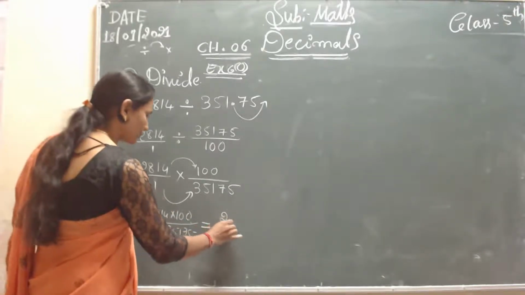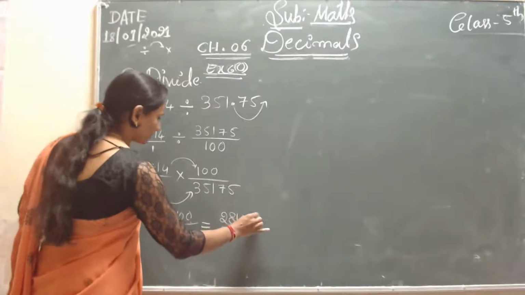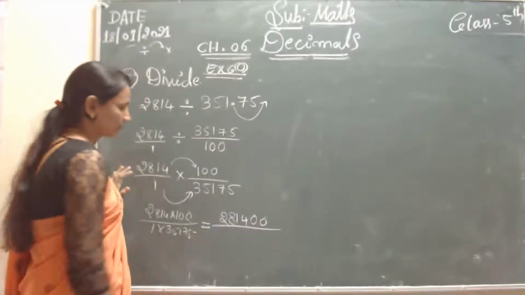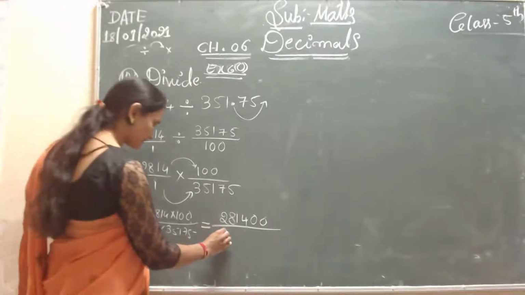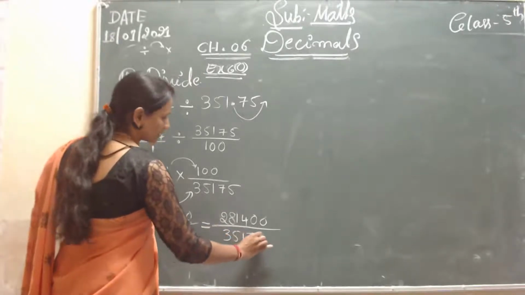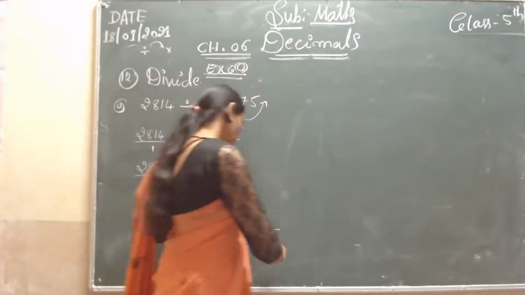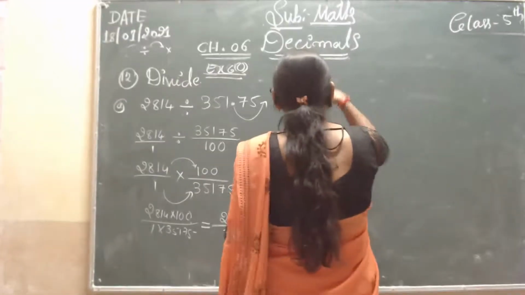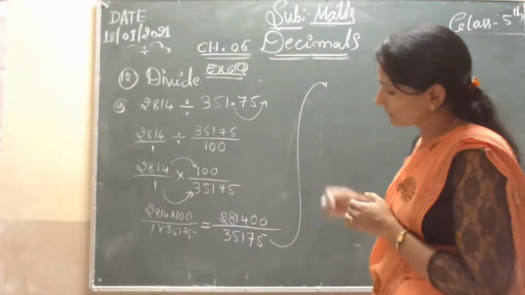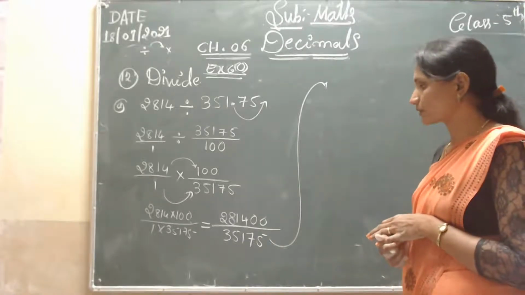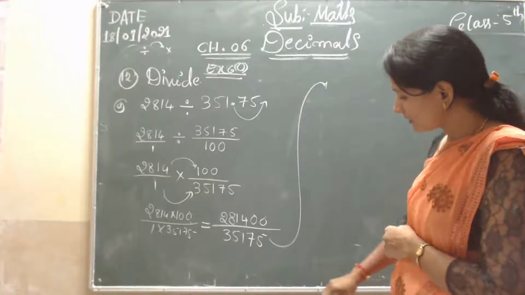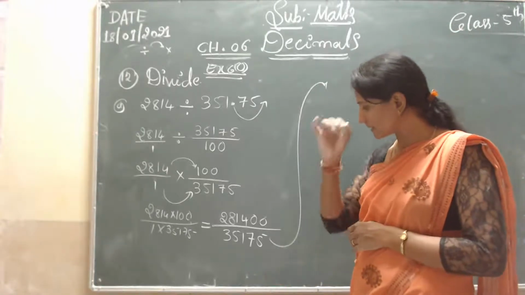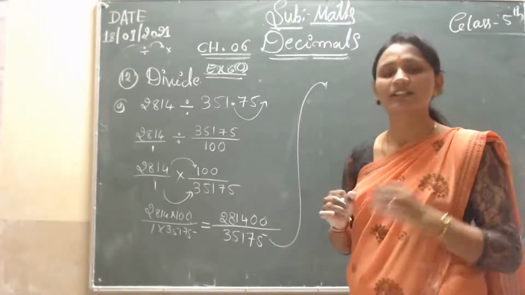You know, 281,400 by 35,175. Students, these 2 steps are now completed. So next, what is the step you have to do? Divide. So now what is the value of the divisor? That is 35,175. This is the divisor.